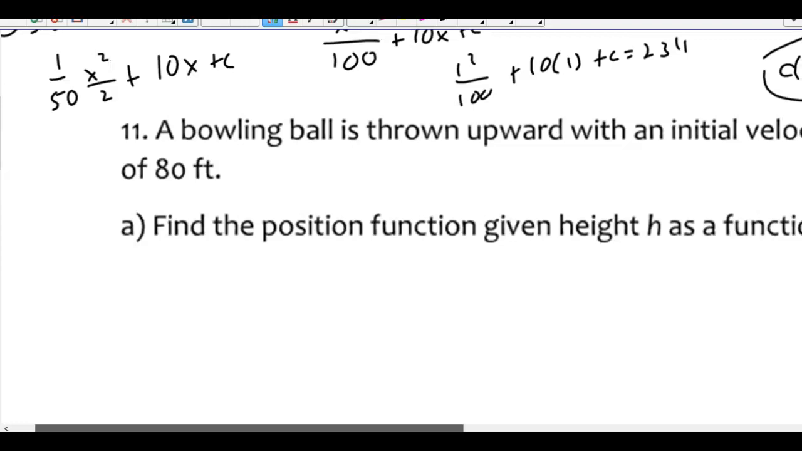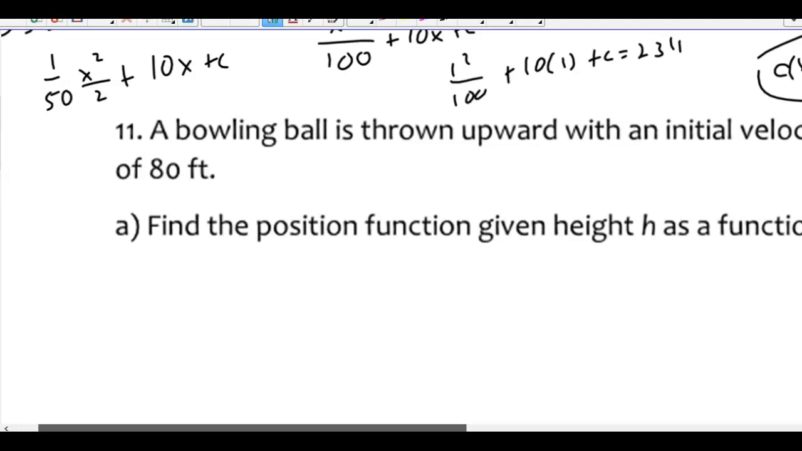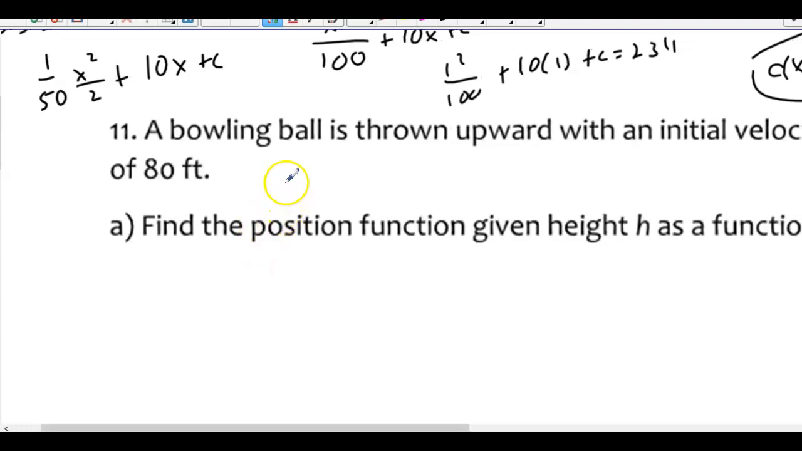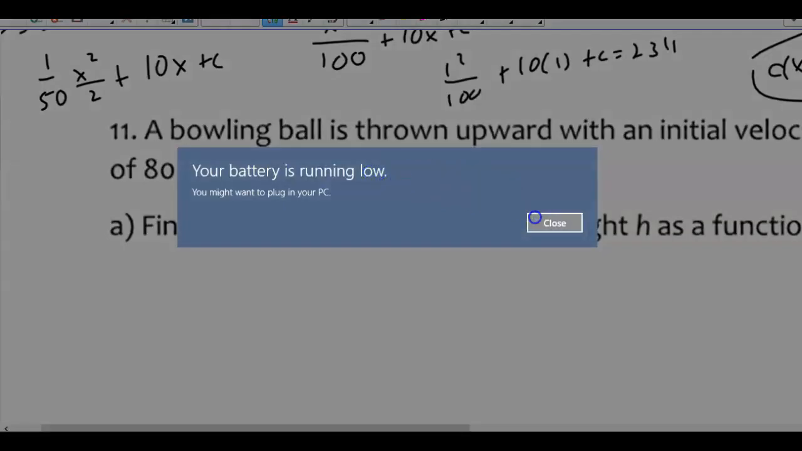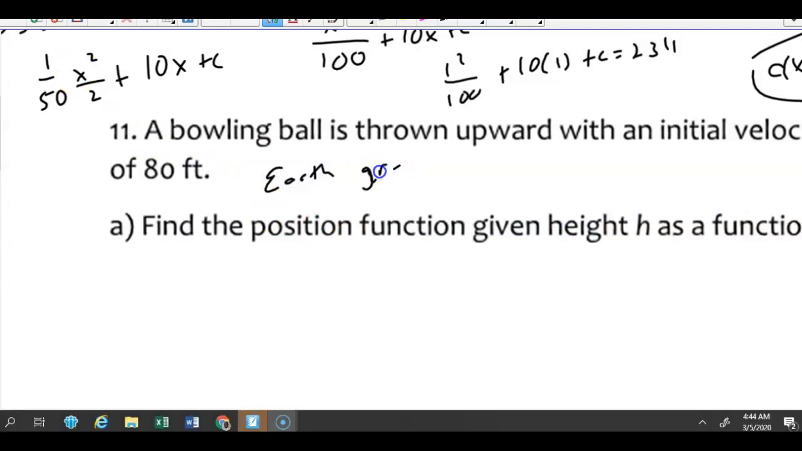A bowling ball is thrown upward at an initial velocity of 64 feet per second from an initial height of 80 feet. Find the position function. So remember, guys, Earth gravity equals negative 32 feet per second squared. I know you're like, why do we always start with this value? So that's what we always start with. This is a constant that won't change. This is our second derivative.